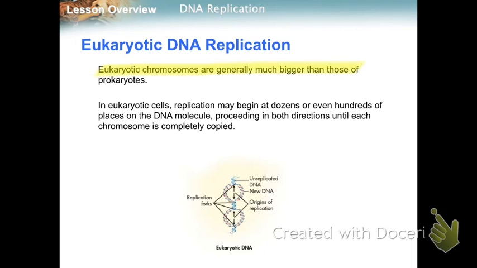Eukaryote DNA is more complex. There's much more going on. The chromosomes themselves are bigger, and there's more than one chromosome. So it's more complicated. In eukaryotes, replication can start at dozens or hundreds of places along the chromosome. So there can be multiple replication bubbles, like I called them, with two replication forks at each bubble. And they proceed in both directions until each chromosome is completely copied.